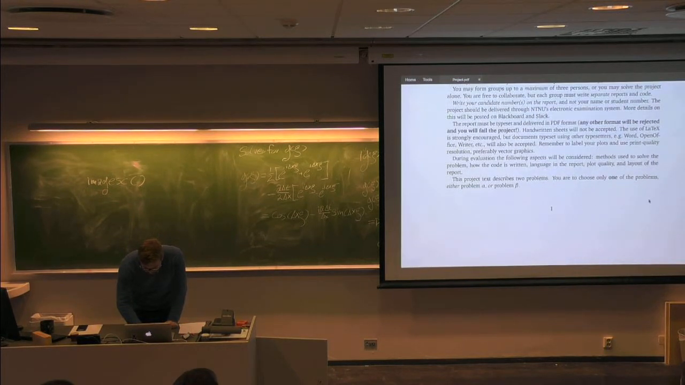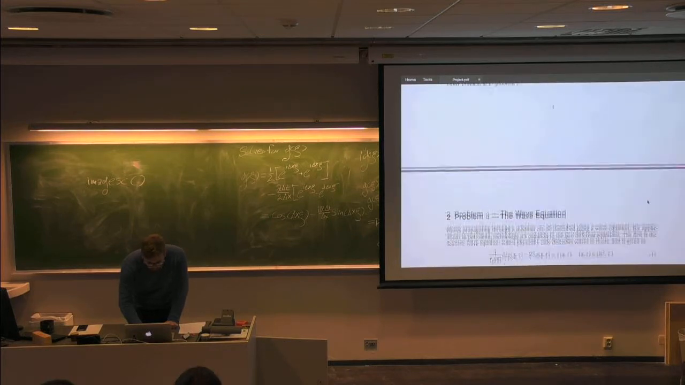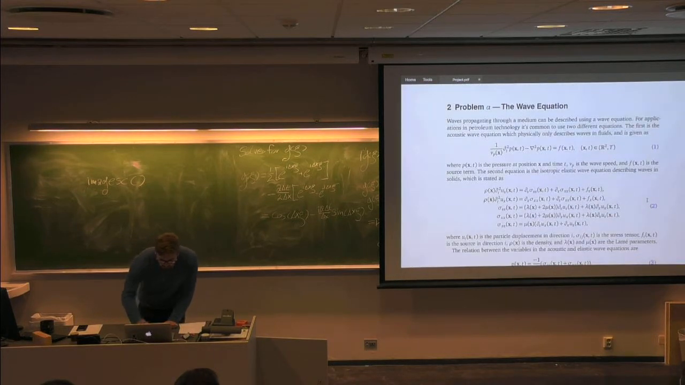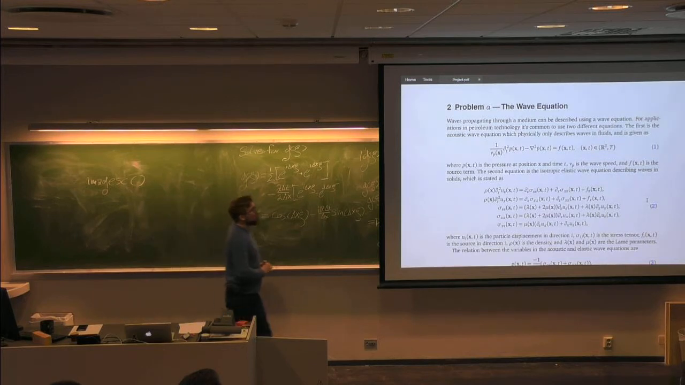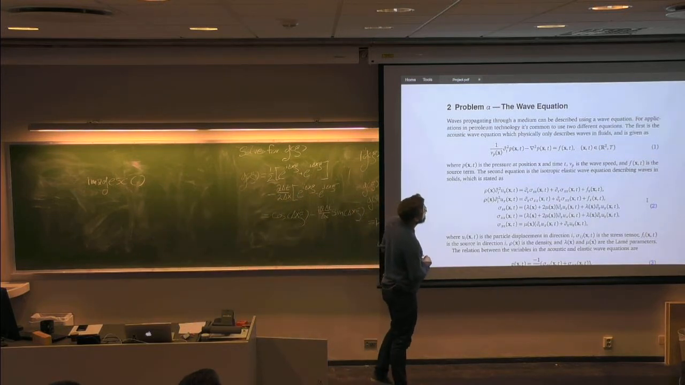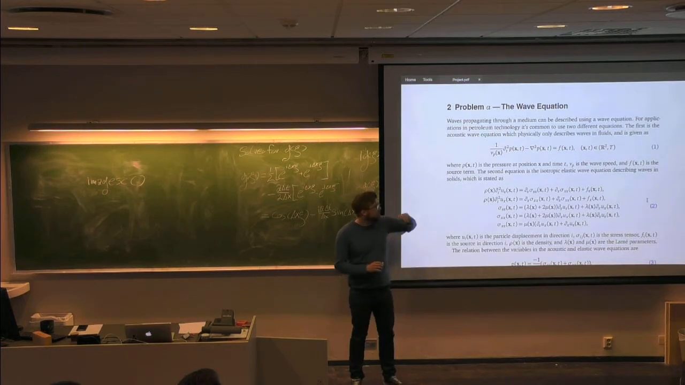So I have two problems for you to solve. I've called them problem alpha and beta. So in problem alpha, you're supposed to solve the wave equation. That means both the acoustic one and the elastic one. So we haven't really solved the wave equation, have we? But you're supposed to solve them in 2 dimensions.